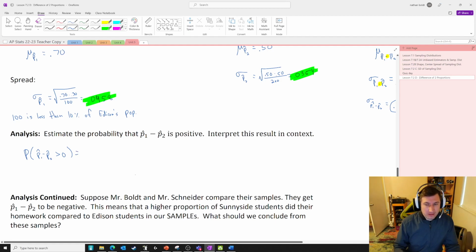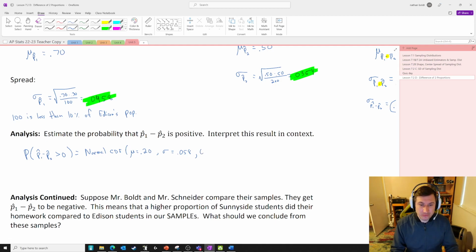Well, it's a normal distribution. I can simply do normal CDF. I know the mean is 0.20. I know the standard deviation is 0.058. Greater than 0, so my lower is 0. Yeah, I should write lower. And my upper is going to be infinity.